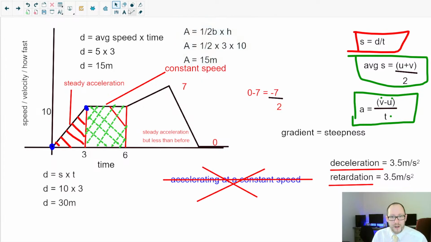Now, if I wanted to find the distance travelled by this whole thing, what I could do is break up all of this into little sections of triangles and rectangles and calculate it all out, which is what we actually would do if we were doing something more complicated, because it gets really tedious trying to get average speed, average speed, average speed. We just go, okay, cool, I'm going to break this down.